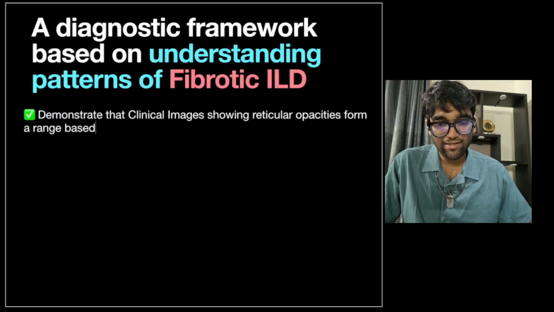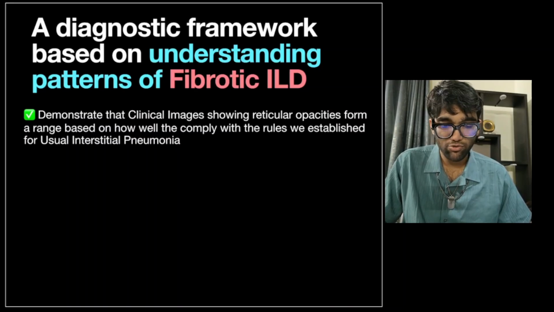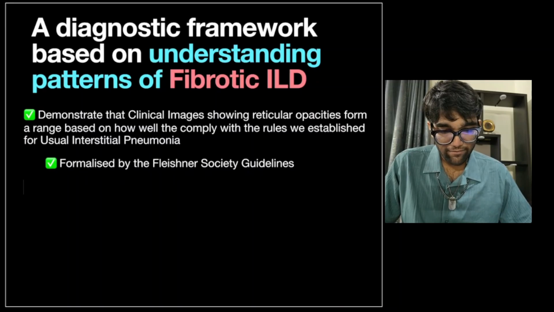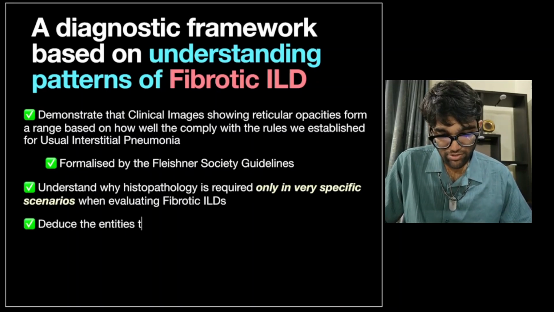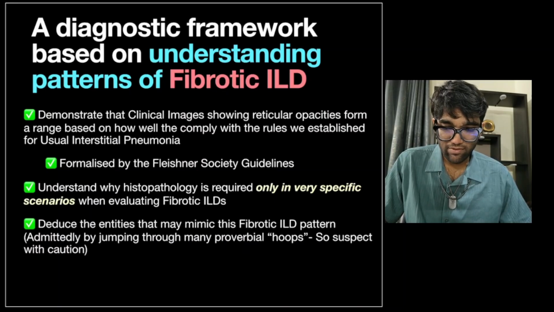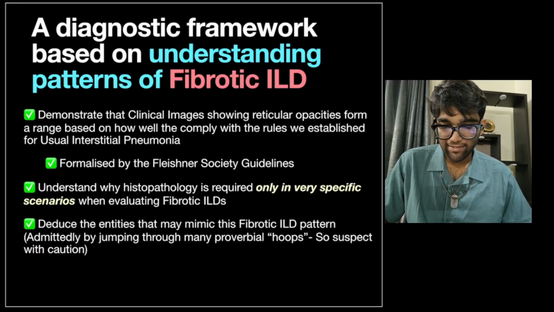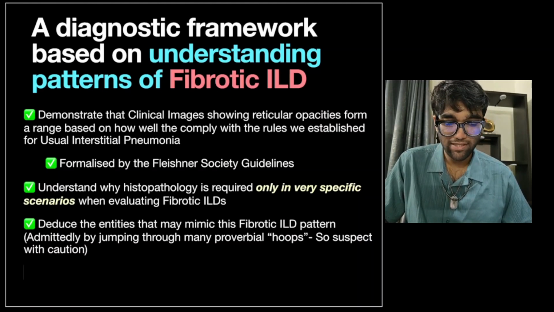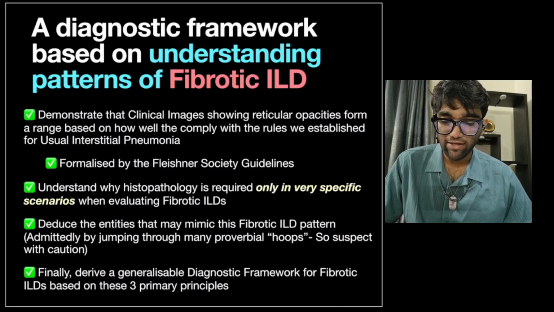So finally we have demonstrated that clinical images show reticular opacities, show a broad range, and they can be clubbed into 4 categories that have been formalized by the Fleischner Society. We've understood why histopath is required only in very specific scenarios. We've understood that there is one entity that can closely mimic UIP pattern ILD, and that is obviously HP, hypersensitivity pneumonitis, but it has to jump through proverbial hoops to do so, and we've derived a generalizable diagnostic framework.